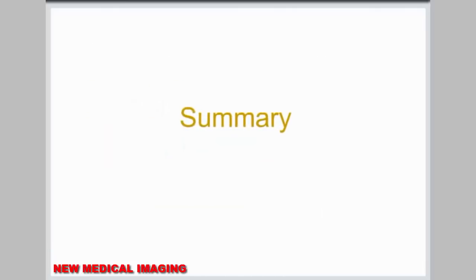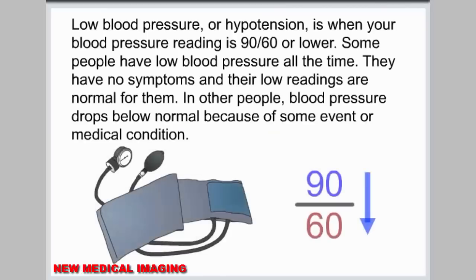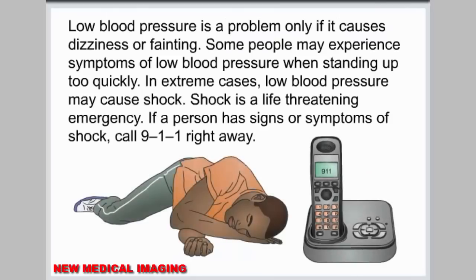Summary. Low blood pressure or hypotension is when your blood pressure reading is 90/60 or lower. Some people have low blood pressure all the time. They have no symptoms, and their low readings are normal for them. In other people, blood pressure drops below normal because of some event or medical condition. Low blood pressure is a problem only if it causes dizziness or fainting.